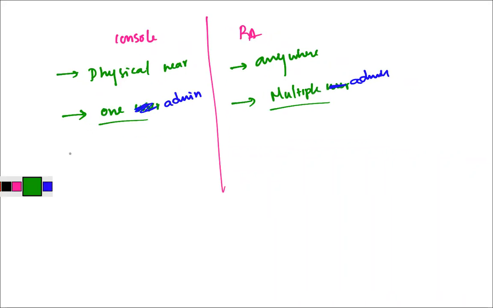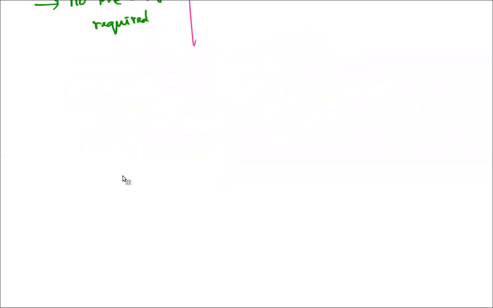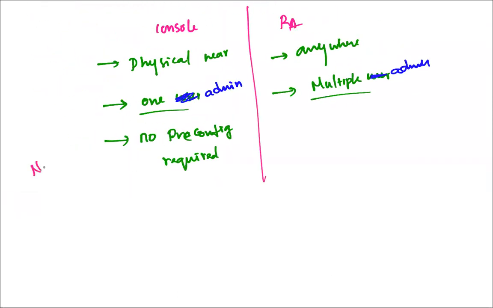Okay, and the next thing is, with a console connection there is no pre-configuration required. What I mean by that is you can buy a new router, unbox it, and go and connect. You can just establish the console connection to the new router. There is nothing you need to have on the router as configuration for console.